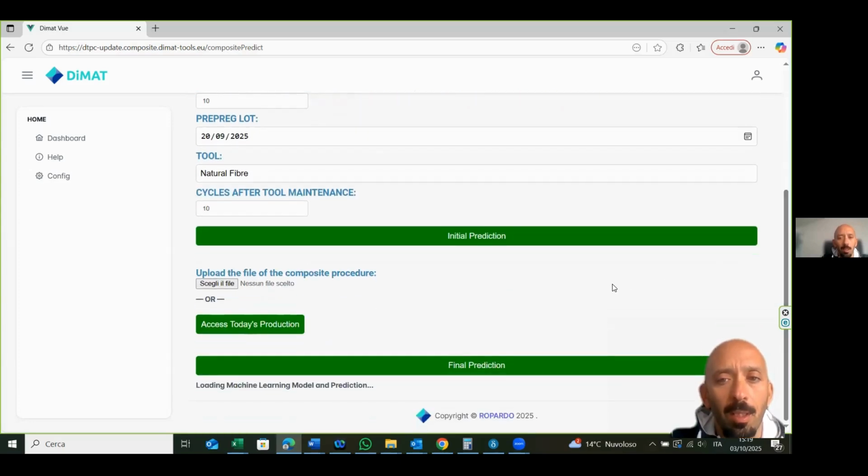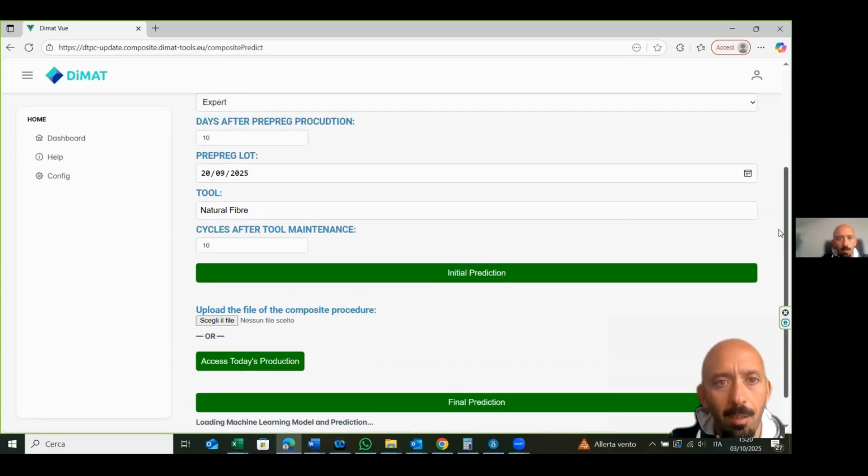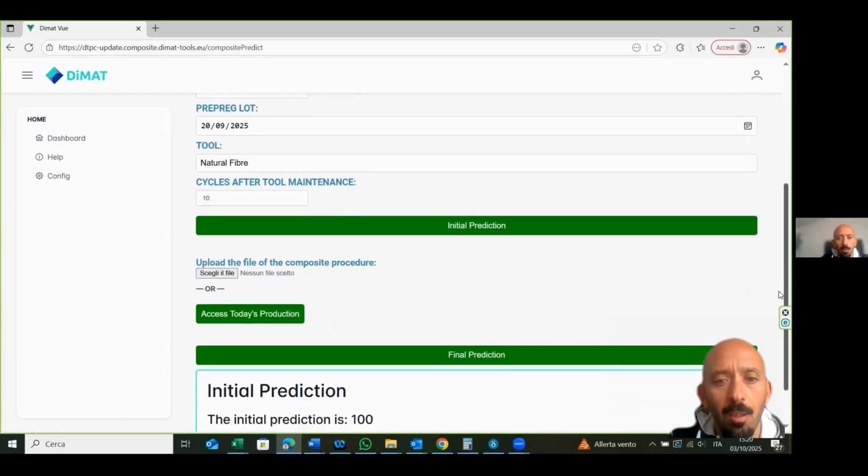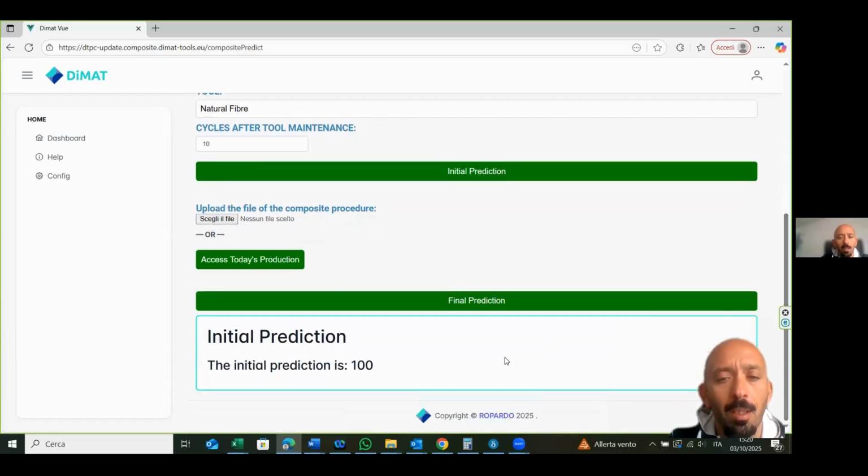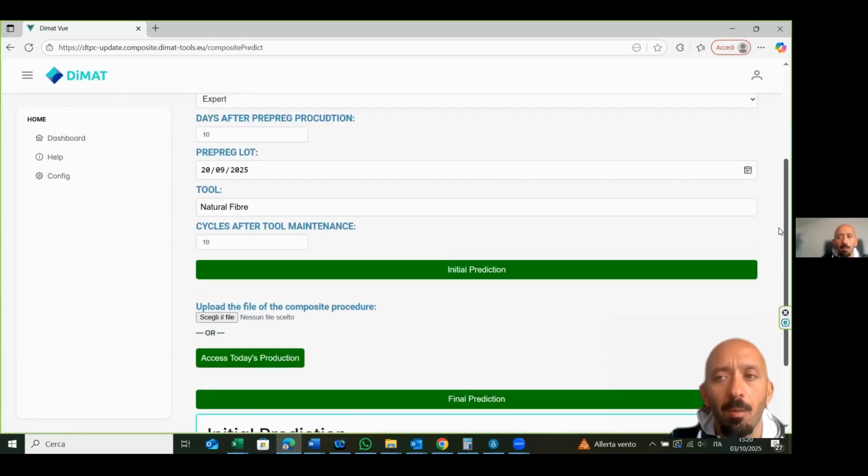From this analysis, we can have different scores. For example, 0 is an indicator of high possibility of having a defective part, while 100 is an indicator of high possibility of having a good part at the end of the process. With these parameters, the calculation gives me as results 100. This means that the process parameters were properly set.